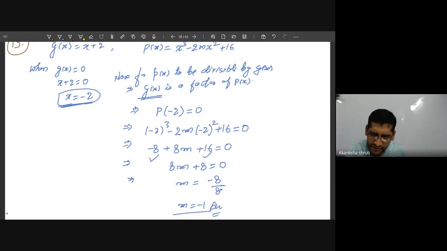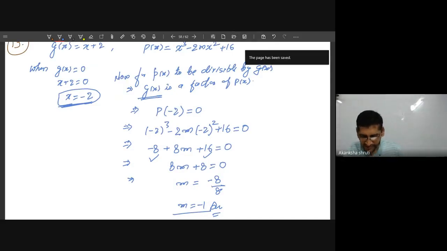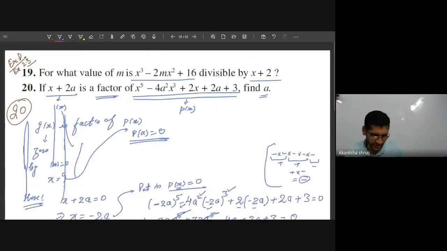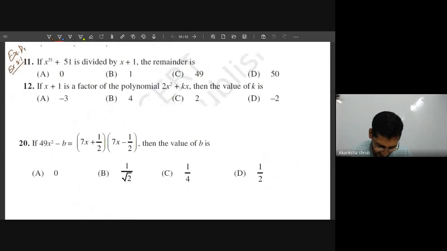So this is about our factor theorem, how to factorize it, and how to get the factor or apply the factor theorem for calculating the unknowns. So these were the two questions I have taken. Now let us go for the next question.